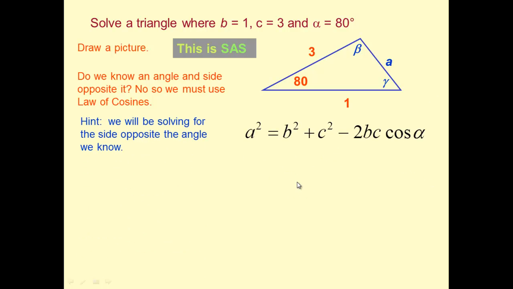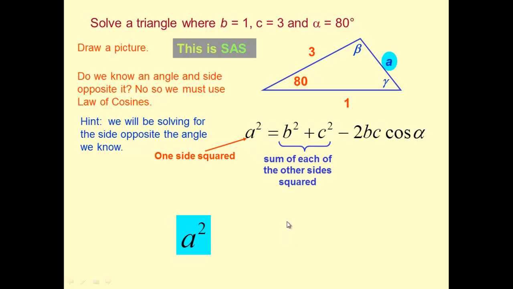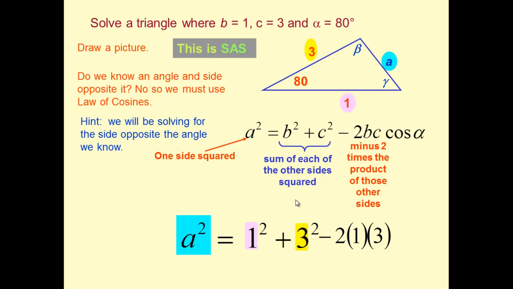So the equation I'm going to use is this one. And in looking at that again, remember the wording of that is I have one side squared. That's the side I'm looking for, so I'm going to leave that as a squared, is equal to the sum of each of the other sides squared. So that's going to be 1 squared plus 3 squared minus twice the product of those two sides. So it's going to be minus 2 times 1 times 3. And then I have the cosine of the angle that's between those two sides, which would be angle alpha, which is given as 80 degrees.